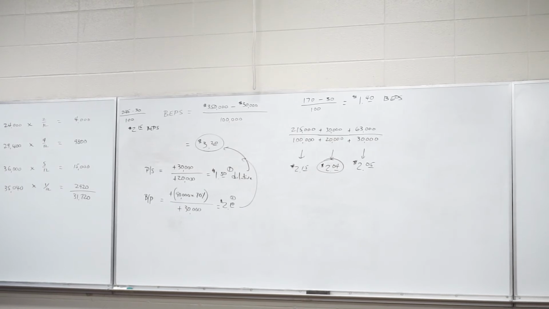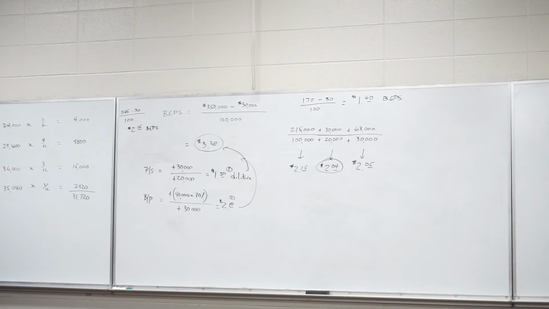Explain that again, explain further. Because when I test the preferred stock, what answer do I get? The $1.50. Okay, and compare that to basic EPS. It's more, so it's anti-dilutive. Same thing for the bonds payable, it's even bigger, $2.10 compared to $1.40.